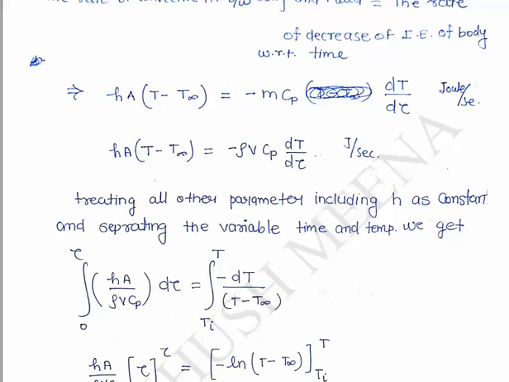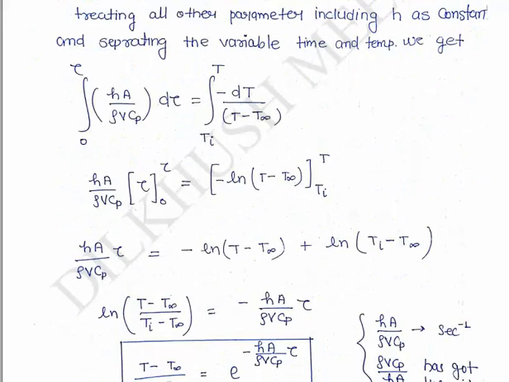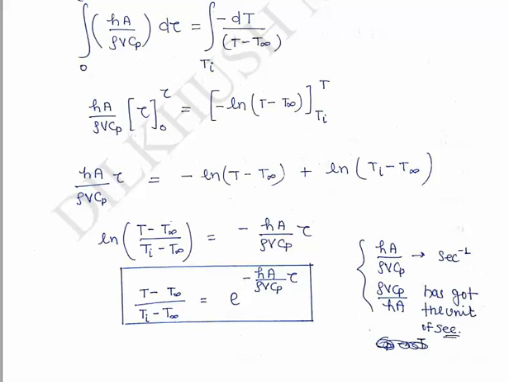integral with limit 0 to tau of hA by rho V Cp into d tau is equal to the negative of the integral of dT by (T minus T infinity) with limit Ti to T. If we integrate, taking hA by rho V Cp as a constant and putting the limit of tau from 0 to tau, d tau will be integrated as tau, and on the right hand side the value will turn into minus natural log of (T minus T infinity), where the limit goes from initial Ti to the final T.